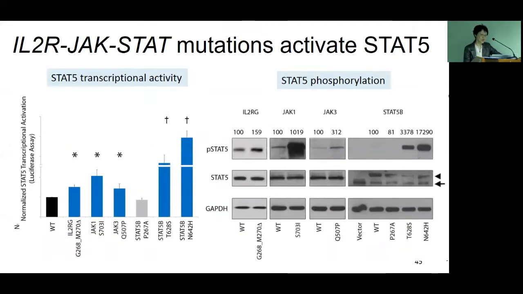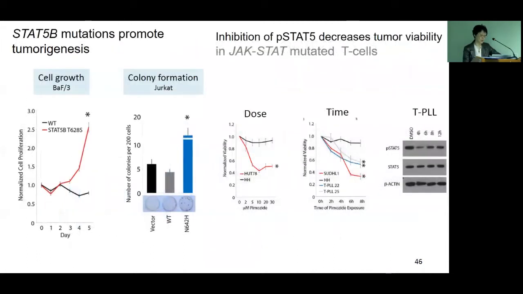So we demonstrated using Western blot analysis that if you express these mutations that we identified in the patient-derived material in cell lines, they induce STAT5 transcriptional activity, demonstrating that these mutations have an impact on the transcriptional signature. If we express the mutations in lymphoid cell lines, we show that there is enhanced proliferation and colony formation, and when we use a selective STAT5B inhibitor called pimozide, we were able to show that the tumor cells that harbor the mutations in JAK1 or STAT5B show decreased cell proliferation and viability, demonstrating that these mutations have pathogenic relevance.